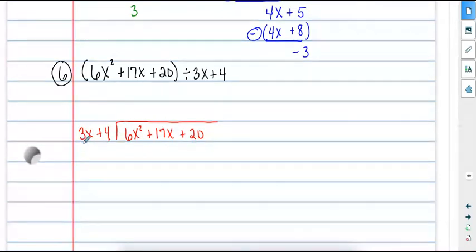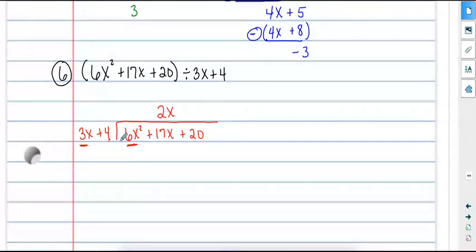Okay, so we're going to look at the first terms. So what times 3x gives us 6x squared? Well, I know 2 times 3 is 6, and x times x is x squared. So it's going to be 2x. But we can't put it above the 6x because there's 2 terms here. So it has to be above the 17x. So we're going to move it down to here, 2x.